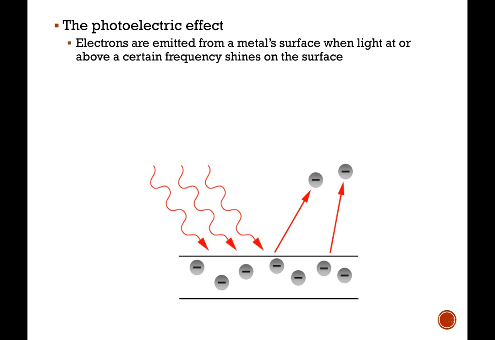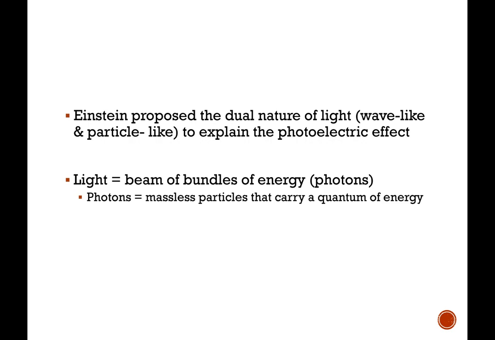If light was always just a wave, then the energy would build up, right? I could shine the red light and the energy would build up and eventually it would start ejecting electrons. But that's not what happens. Einstein proposed the dual nature of light to explain the photoelectric effect. He says that you can think of light as a beam of little bundles of energy called photons. A photon is a massless particle that carries a quantum of energy, and light is a wave and a particle at the same time.